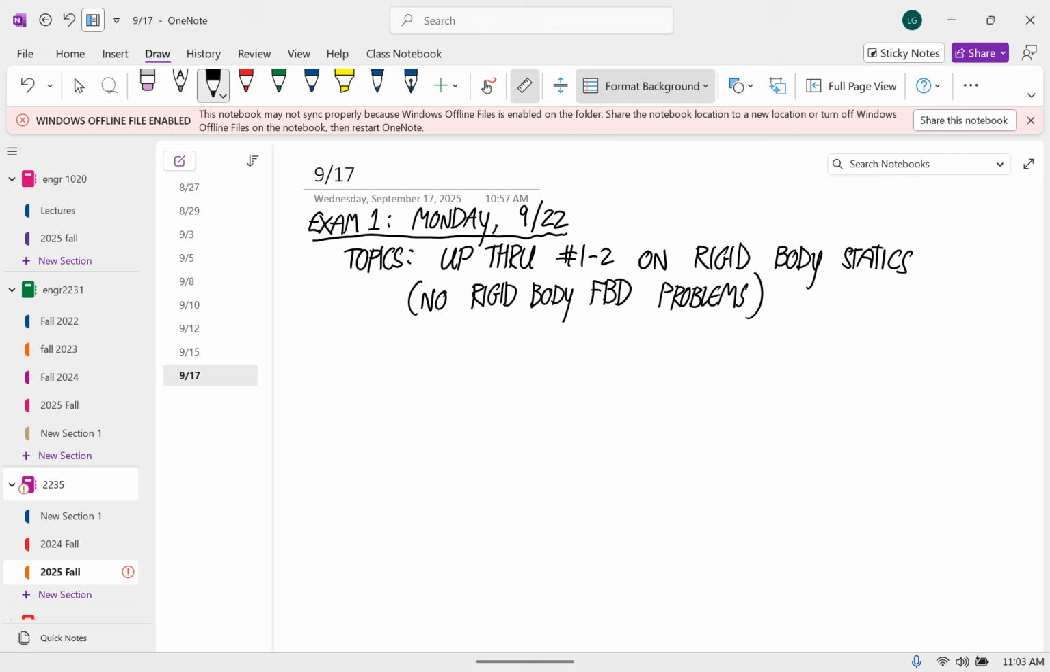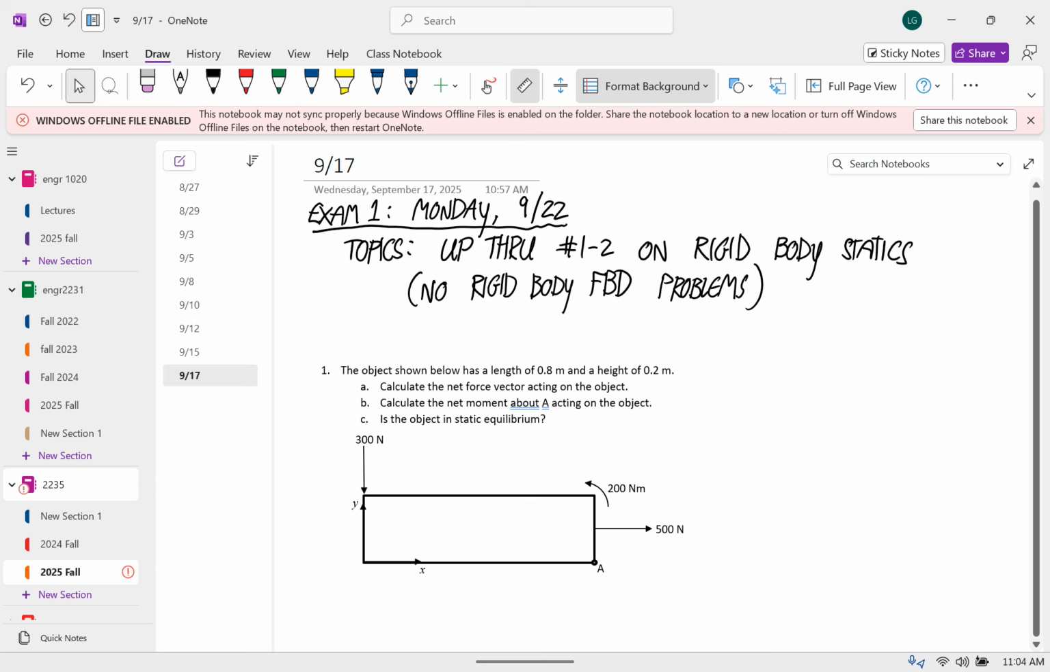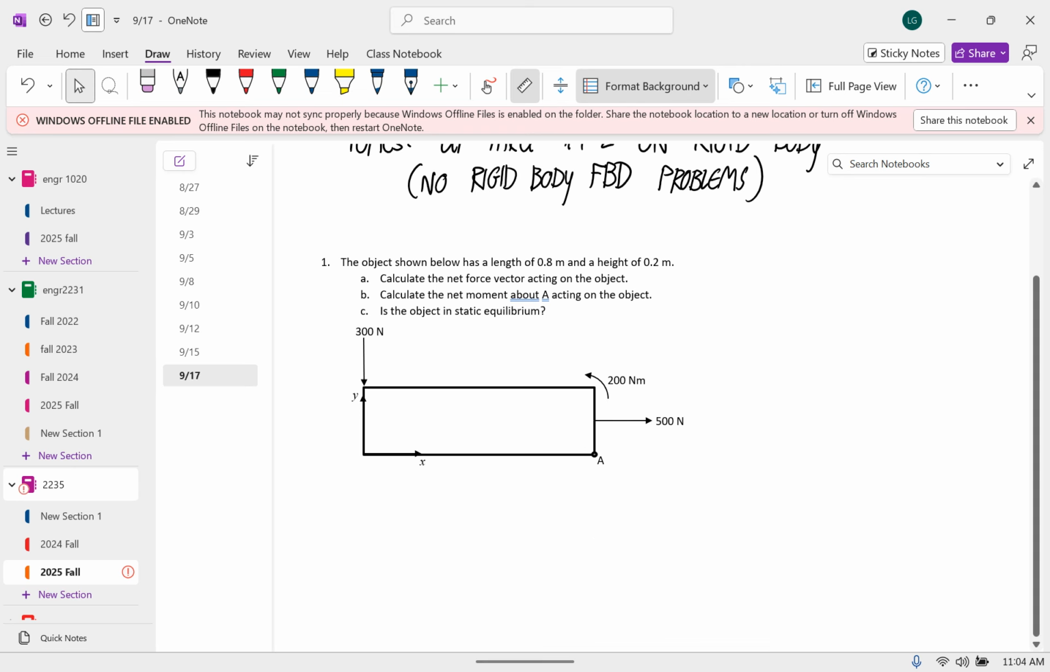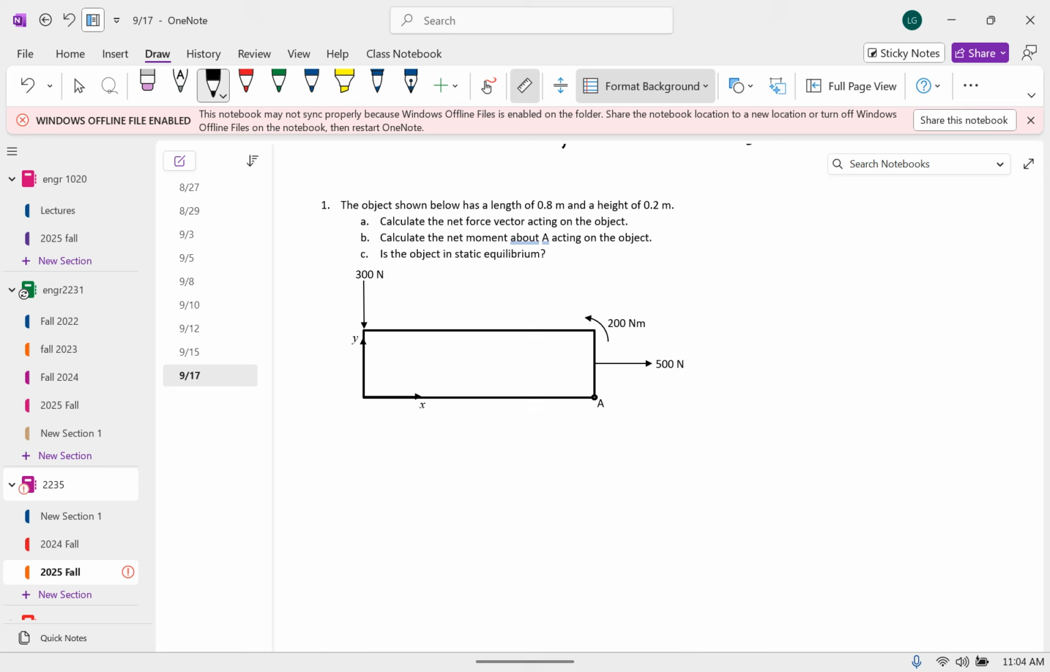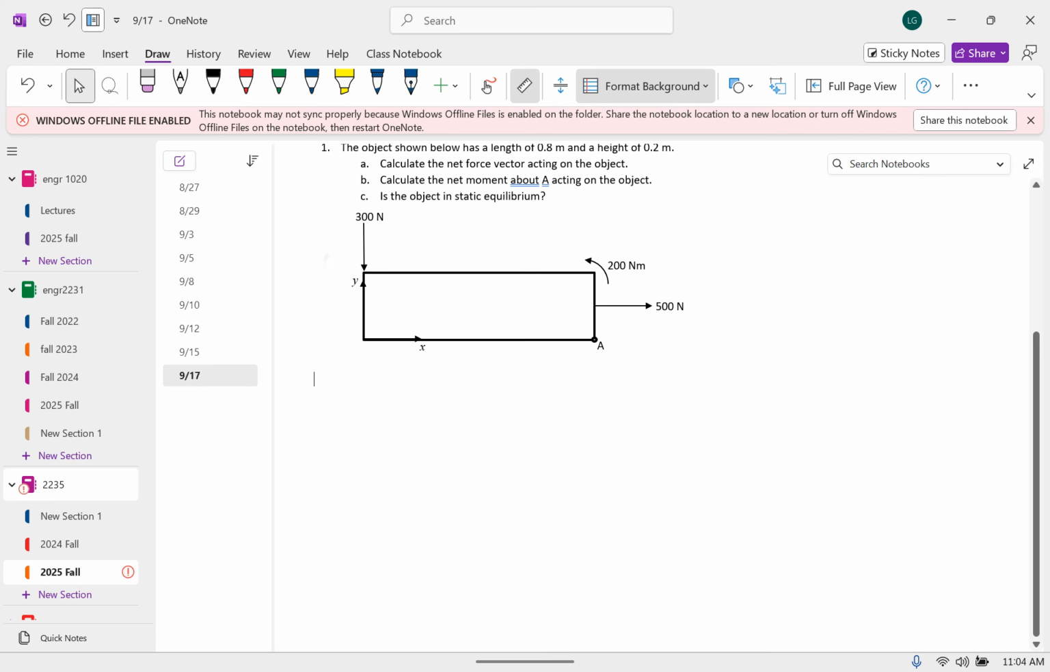Okay, so the first one is this one. Let me grab my calculator. I need that. So the length is 0.8, the height is 0.2. It tells us what the about point is. When you're doing statics problems, remember you can choose any point you want in the universe as your about point, whether it's on the body or not on the body, but we're using A in this one. So calculate the net force, calculate the net moment, and then figure out if the body's in static equilibrium or not. This is a complete free body diagram.